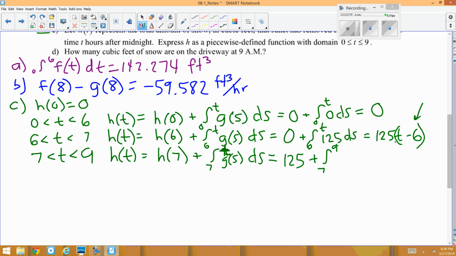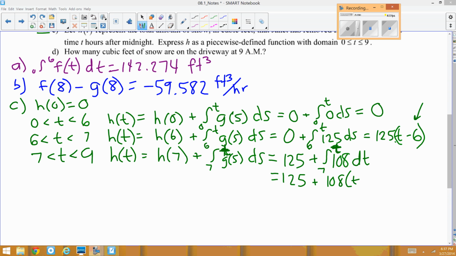And now the rate that she's removing it here is 108 dt. She got a little bit tired. It's a little slower than before. So that's going to equal 125 plus 108 times t. So that's 108 times t minus 108 times 7, which I could just write like this.